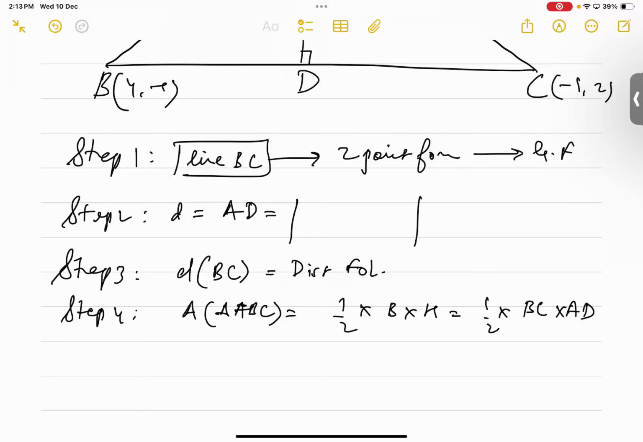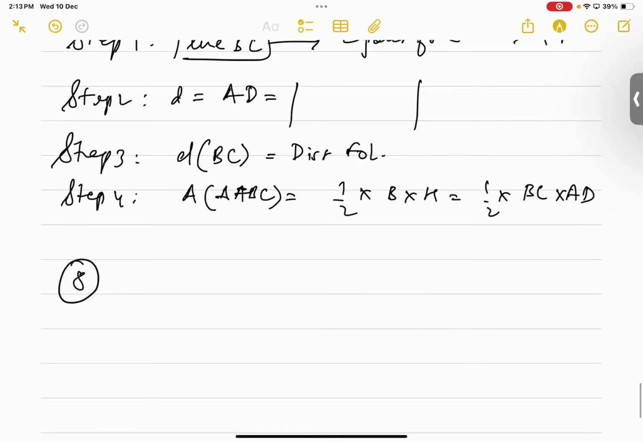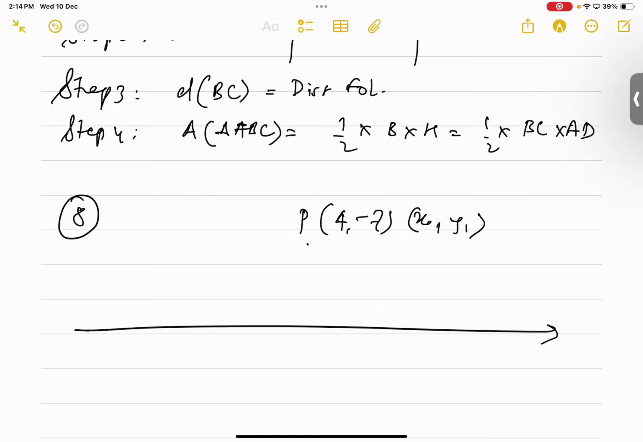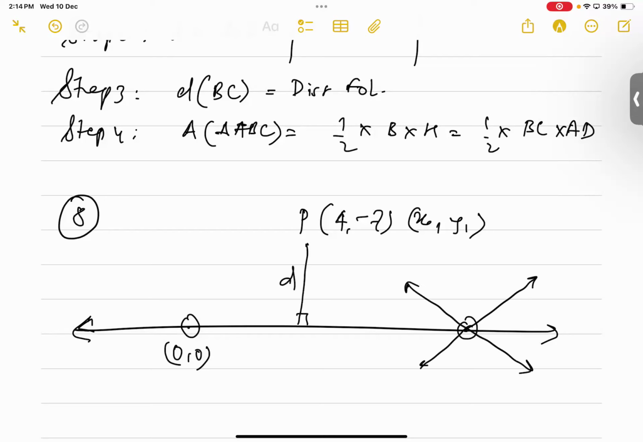Question number 8. Find the length of the perpendicular from the point. So there is a point P (4, -7), which is x1, y1. Distance between this point and the line. Now there is one line which is formed by joining the origin. So origin is one of the points on the line, and the other point is the intersection of two different lines, and we require this distance d.